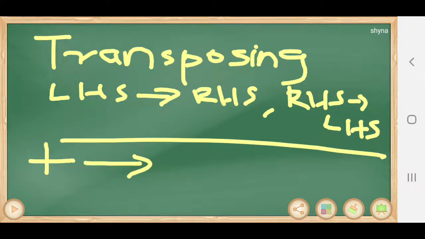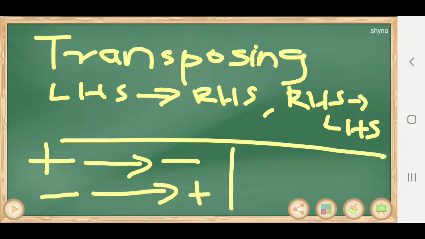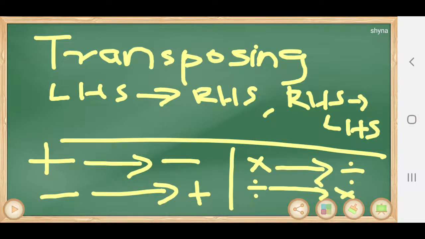Addition becomes subtraction. Same way subtraction becomes addition. Multiplication becomes division. Division becomes multiplication. These are the things you have to understand first. Addition becomes subtraction. Subtraction becomes addition. Multiplication becomes division. Division becomes multiplication. Okay, dear children. I think from these problems you got some idea how to do this.